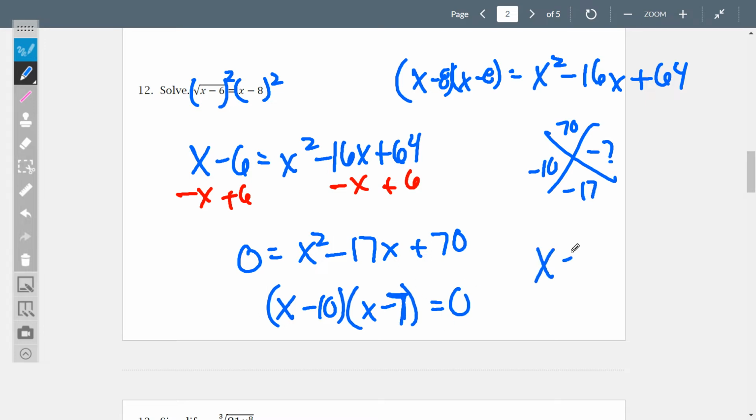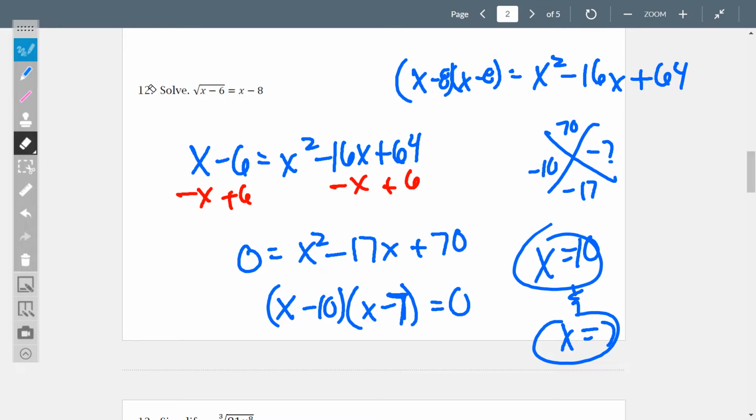So we have two solutions. One of our solutions is x equals 10. One of our solutions is x equals 7. And these both work. 10 minus 6 is 4. Square root of 4 is 2. 7 minus 6 is 1. Square root of 1 is 1. Well, actually, that one doesn't work now that I think about it. So let's check these to see if they work.